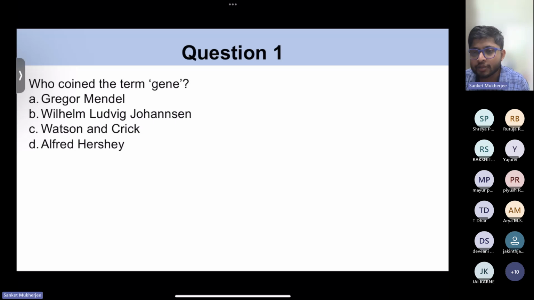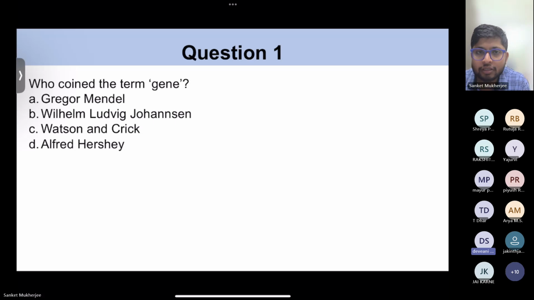Yeah, the question is visible, Rakshit. So you can write the answer, whatever option you think is the right answer. You can write the answers, and we'll be discussing the answer very soon. Who coined the term gene?